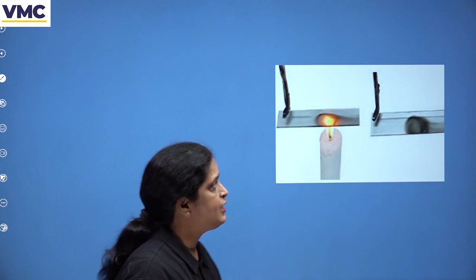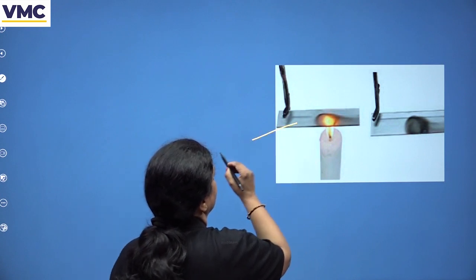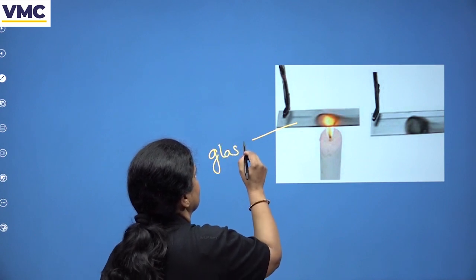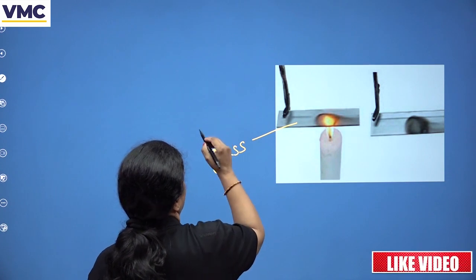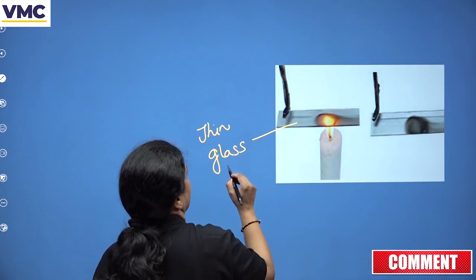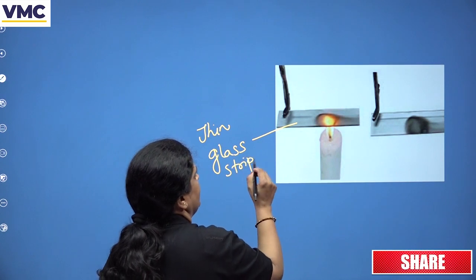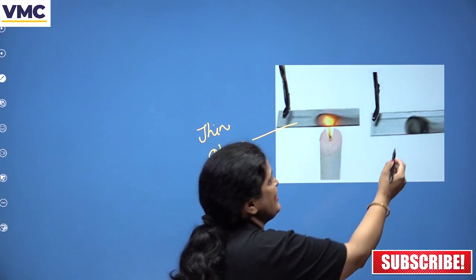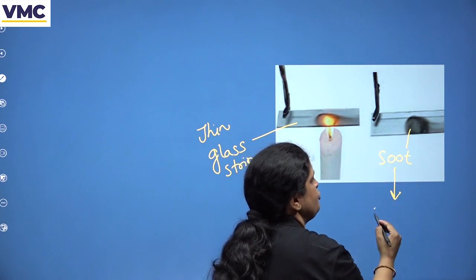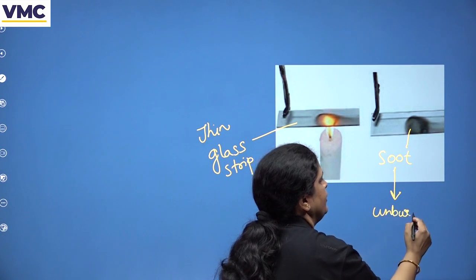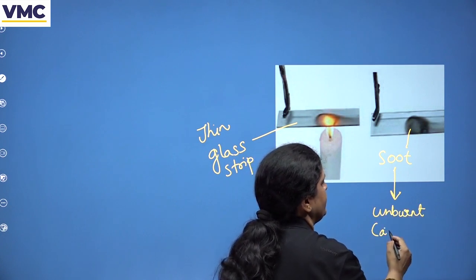So, would you believe my word without an activity to show that soot or unburnt carbon particles are present in a flame? Let's see an experiment. You take a glass, a thin glass strip. Place it over the flame. You will see a black zone, which is nothing but the unburnt carbon particles, soot.